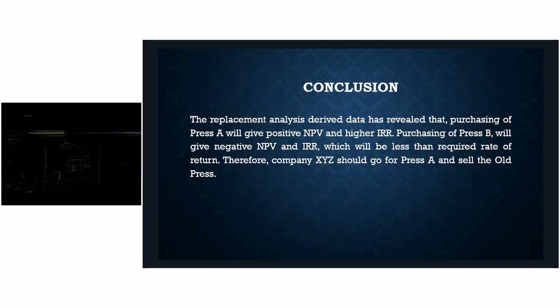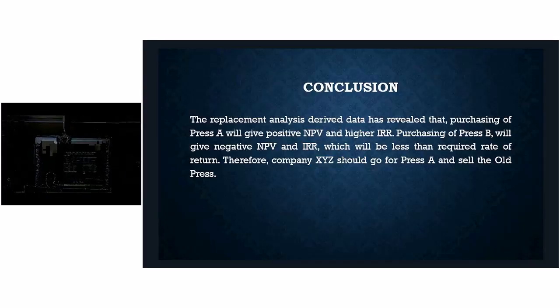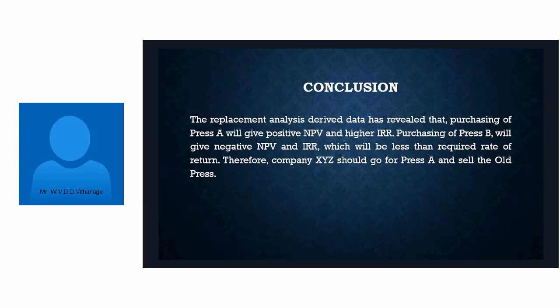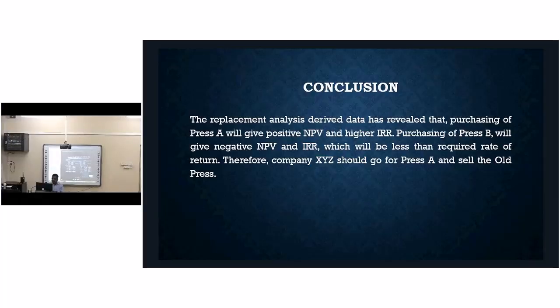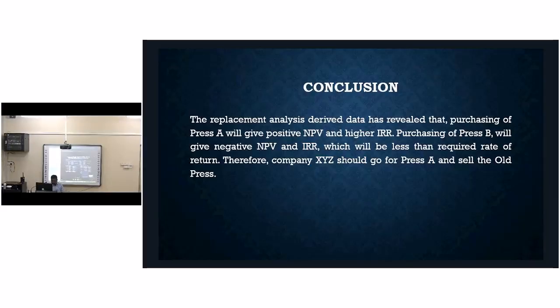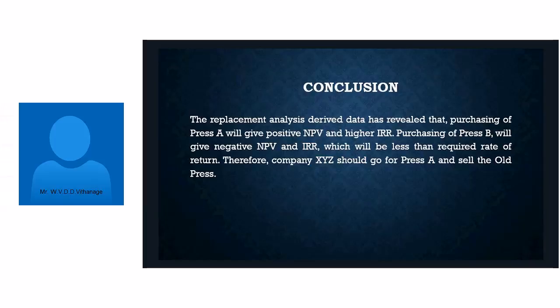Yes, sir. And in case of IRR, it is so negative, no? No, project A is positive, project B is negative. Net present value is negative, sir. The IRR is less than the required rate of return. Oh, okay. Press A is higher than the required rate of return, and Press B is lesser than the required rate of return. Okay, right.